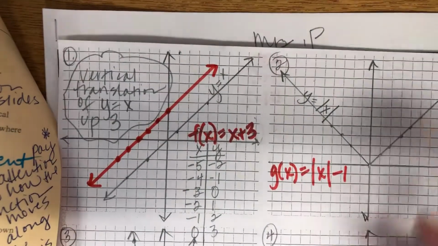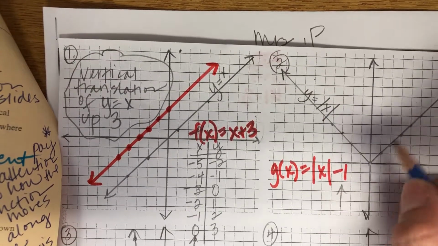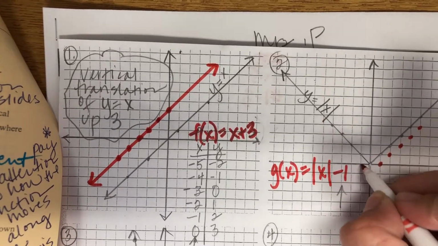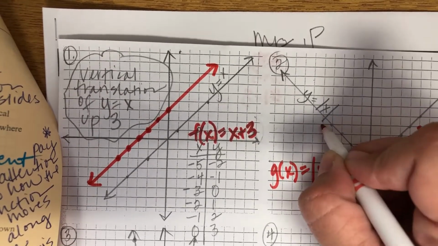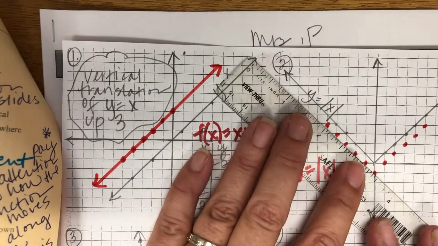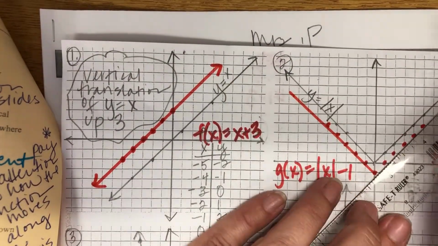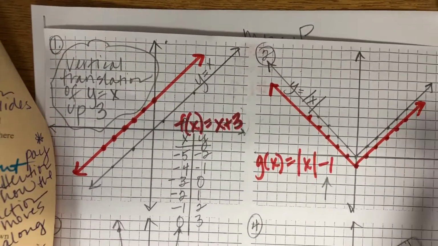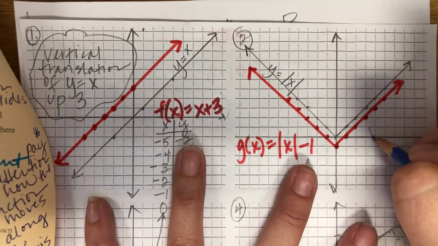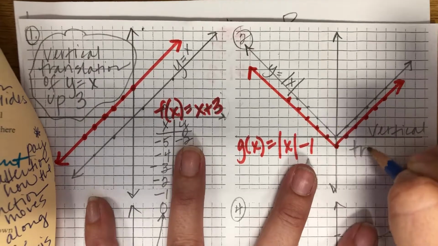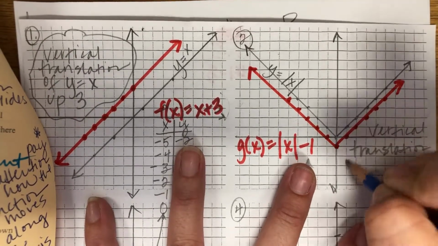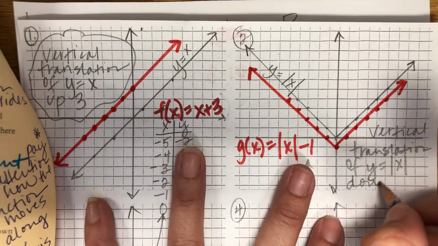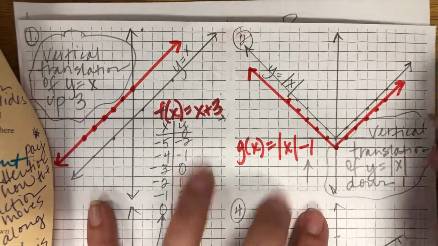When I looked at making a table for number 2, I said, you know what, this negative 1 all it does is drop this entire function down 1. It's a vertical translation down 1. So again, just double checking that you have things labeled up. My parent is already there. It gets a little bit tight here, so I want to make sure that I label it nicely. And then my description of what's going on: vertical translation of y equals the absolute value of x down 1. Again, the description needs to be there.